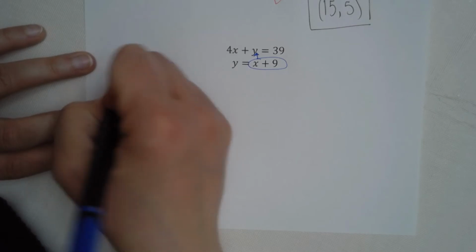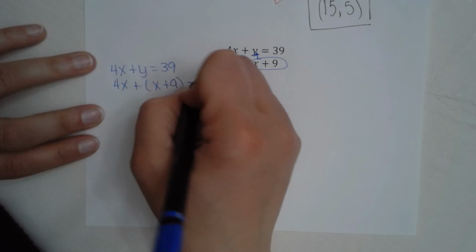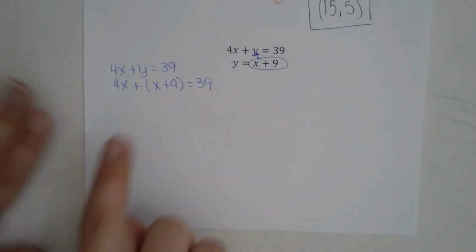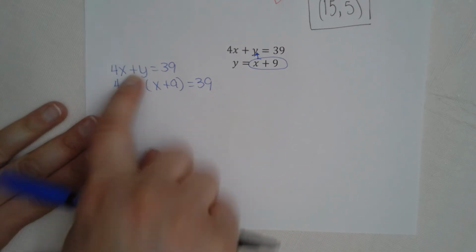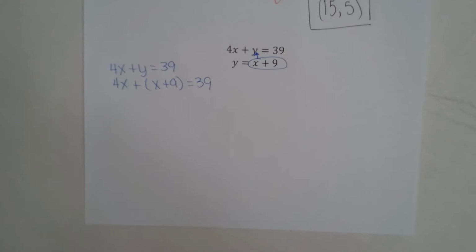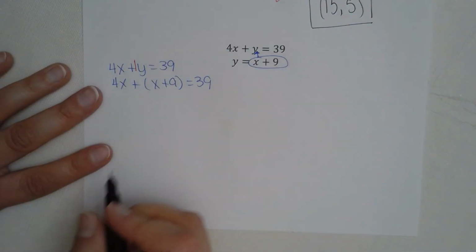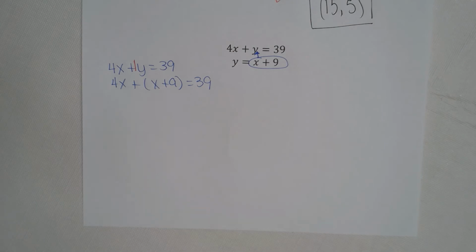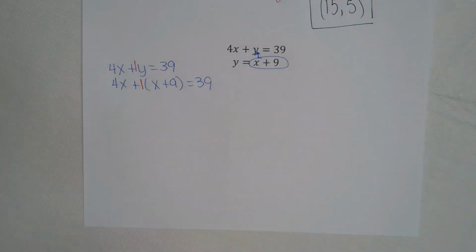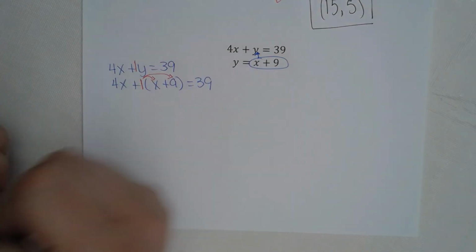We've got 4x plus x plus 9 equals 39. Now, I want to make sure that you guys recognize that instead of just y, it's really 1y. If there was a 1 in here, or whatever coefficient was in front of it, it would also have to be here, and then we would distribute. So this would be distributed, that would be distributed.